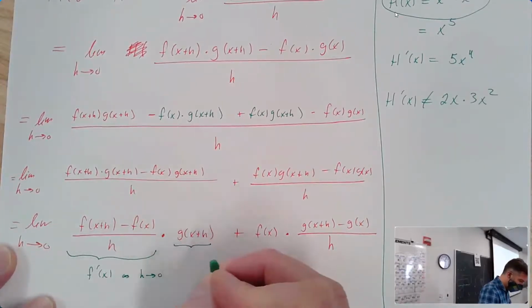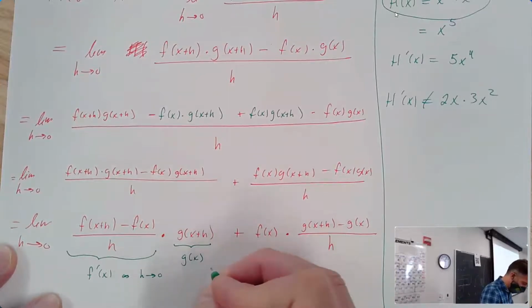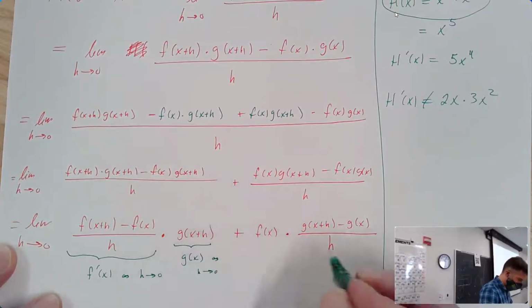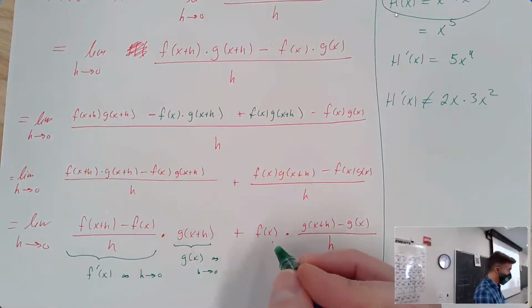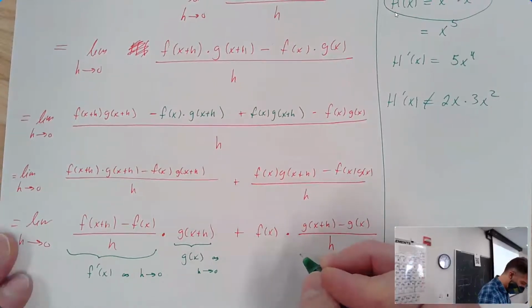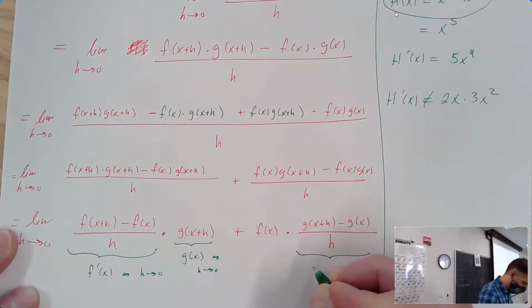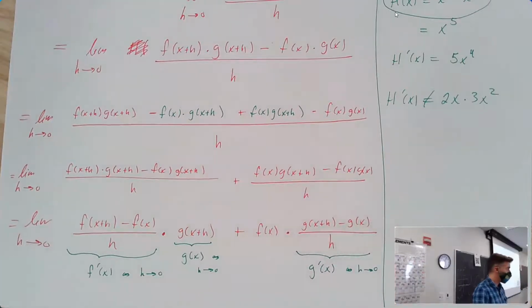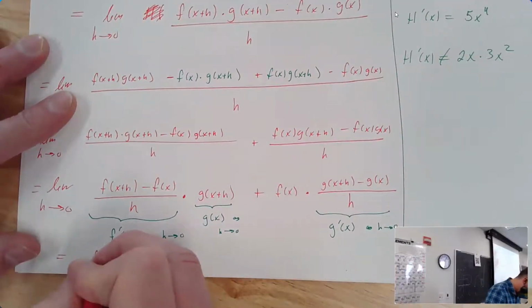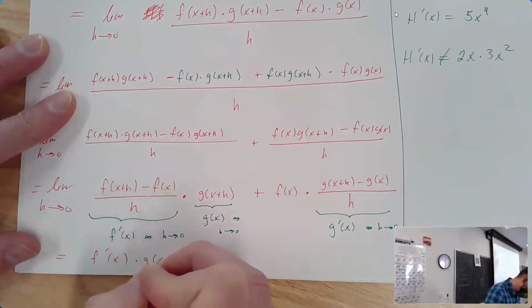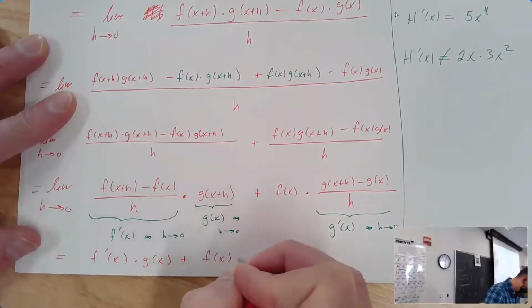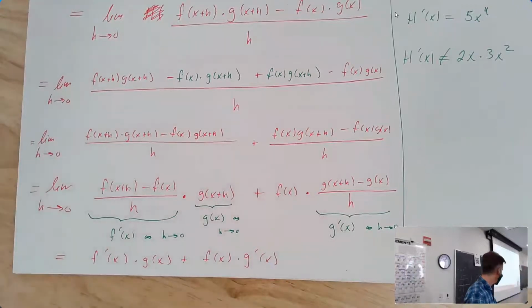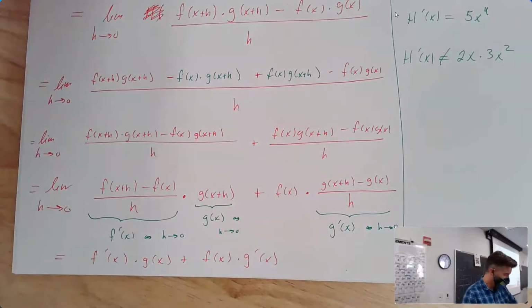And this part here is going to be g of x because h is going to go to 0. And f of x doesn't have anything to do with h, right? It's just f of x. There's no h's there to contend with. But then this part here is also going to be the derivative of g as h goes to 0. So we end up with f prime of x times g of x plus f of x times g prime of x. And that is the derivative of f times g. So there is your product rule.